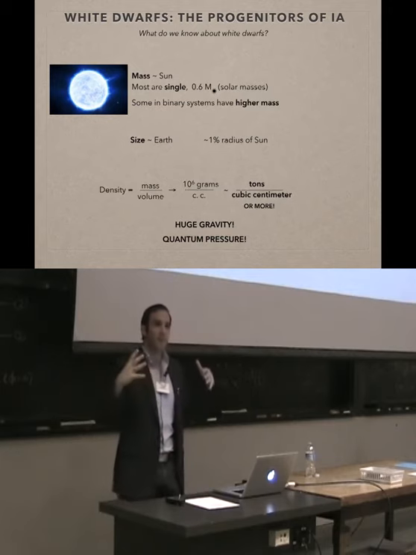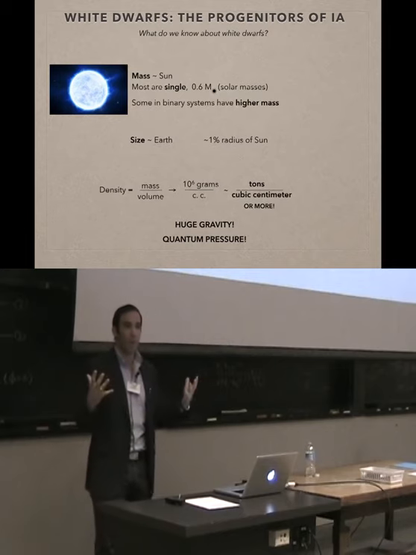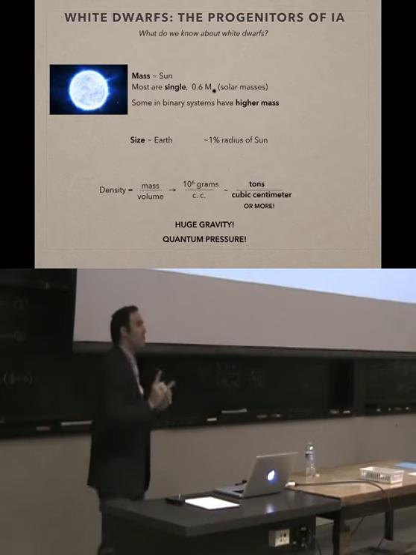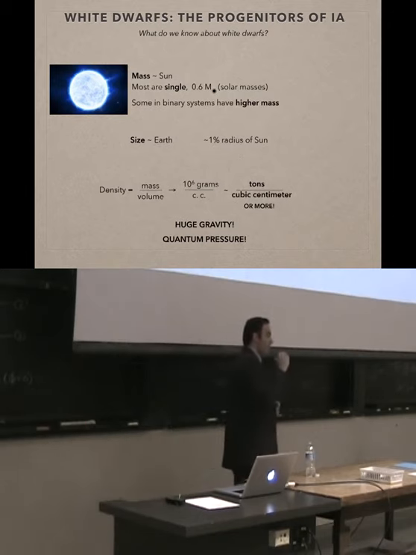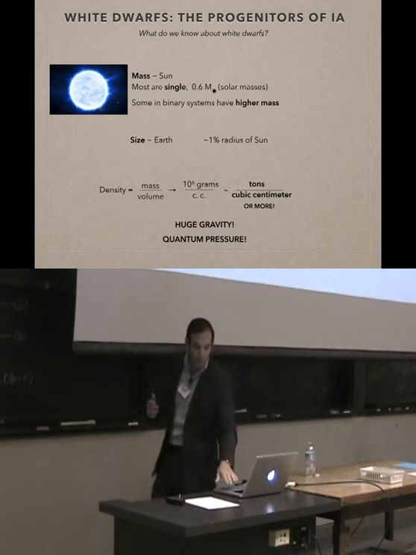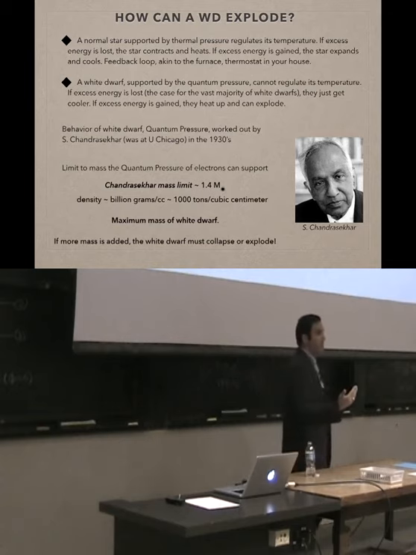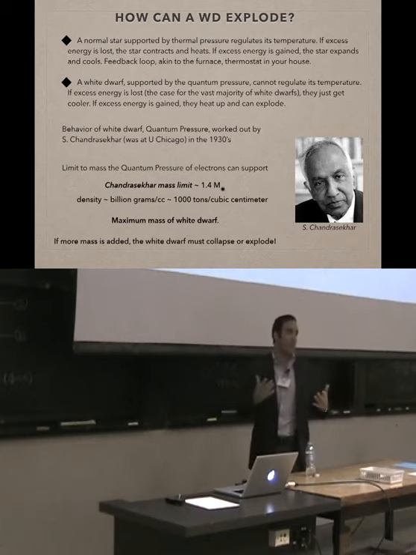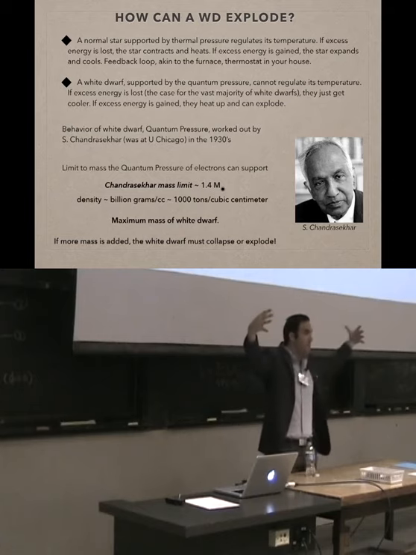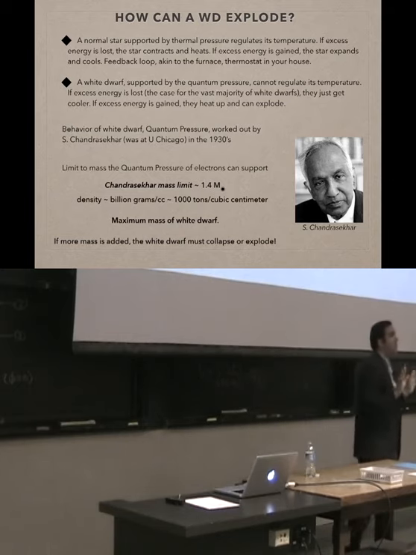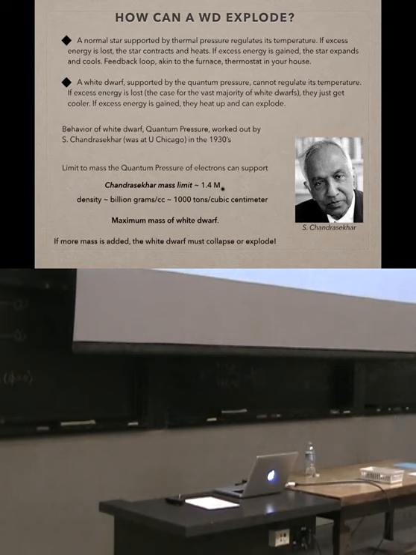Being so dense and compressed, there's huge gravity associated with white dwarfs, and they're supported by the special, exotic type of pressure that I introduced you to during the first lecture, the quantum pressure. Now, a quick reminder on quantum versus normal pressure. In a normal star supported by normal pressure, if you add energy to the core of the star, the gas is going to heat up and expand. If you remove energy, it's going to contract. Now, for quantum pressure in white dwarfs, the situation is totally different. If you remove energy from a white dwarf, it will simply cool down over time.